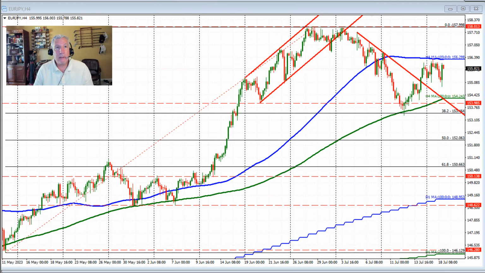Take a look at the Euro versus Yen. Looking at this currency pair, I'm going to focus on the 4-hour chart. That's this up here, the 4-hour chart of the Euro versus Yen. The blue line represents the 100-bar moving average on the 4-hour chart. The green bar represents the 200-bar moving average on the 4-hour chart.